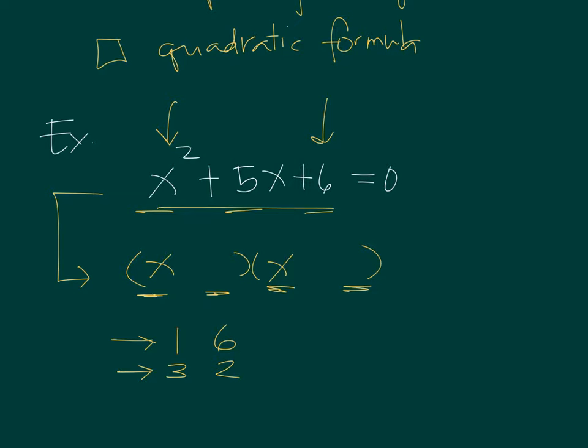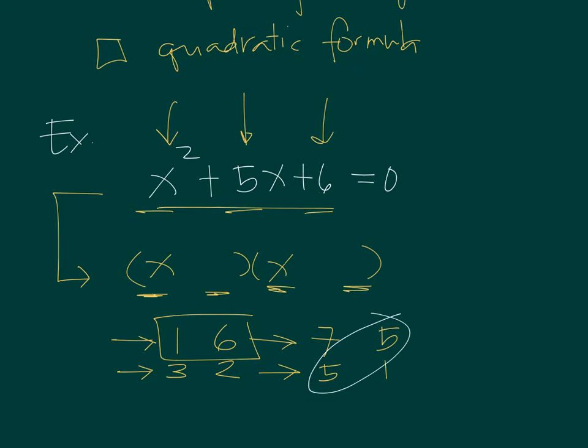Now you have to consider the middle term of the expression. The middle term will tell you the right combination because it should be the sum of the two factors. Okay? Now, or the sum or the difference of the two factors. Now, looking at 1 and 6, the sum is 7, the difference is 5. Okay? And then for 3 and 2, the sum is 5 and the difference is 1.